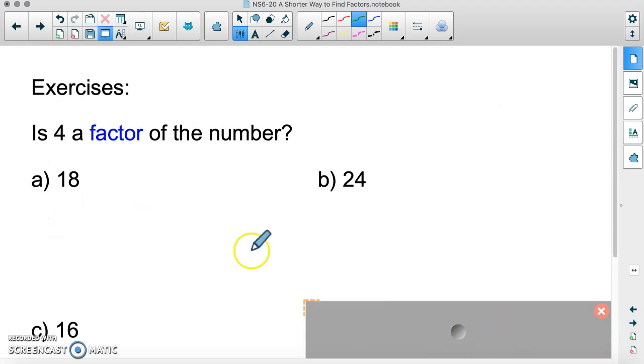Now let's try these numbers. Is 4 a factor of the number? So can you do 18 divided by 4 evenly, or are there remainders? When you're done, you're going to continue on with your screencast.